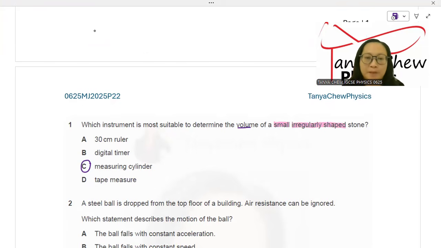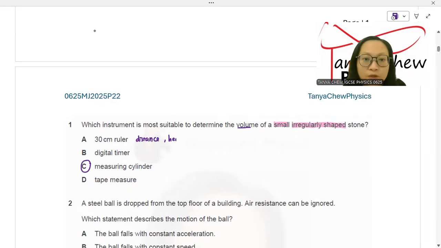Initially, you just prepare a measuring cylinder. You fill water into your measuring cylinder, and then you take its initial volume. After that, you carefully place your small irregularly shaped stone into the measuring cylinder. And you definitely know that the water level is going to rise up. So you take its final volume. The difference between the two volumes, the final and the initial volume, will give you the volume of the small irregularly shaped stone.